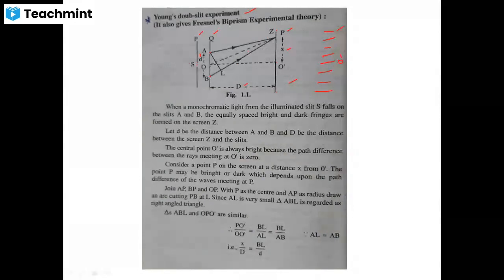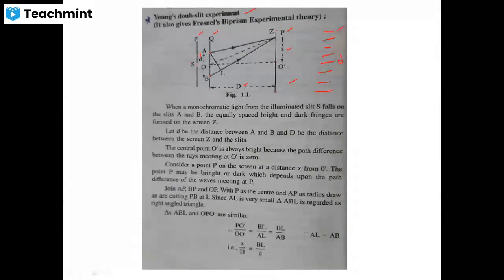Then what we are doing is drawing a perpendicular. By taking AZ as a radius, if you draw a circle here, it cuts BP at point L. So this AL is going to be perpendicular to BP, right? So that is the mental setup we have. What is all this for? This is to obtain the expression for fringe width, right?